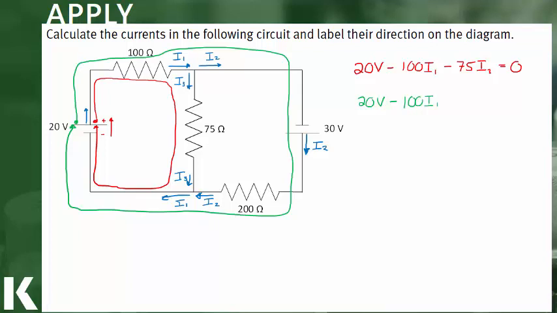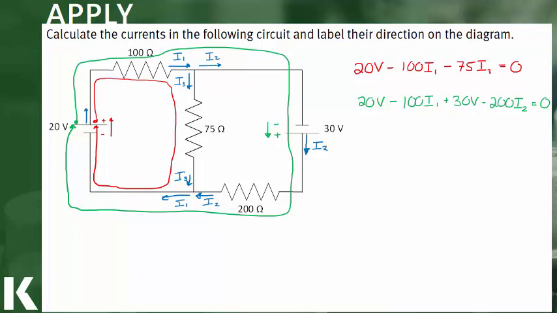And then we get to that 30-volt battery. We go from the negative to the positive terminal. So we are gaining voltage. So this would be plus 30 volts. And then we have current I2 going through that 200 ohm resistor. So we're going to lose voltage. So minus 200 I2. And this is also going to equal 0.